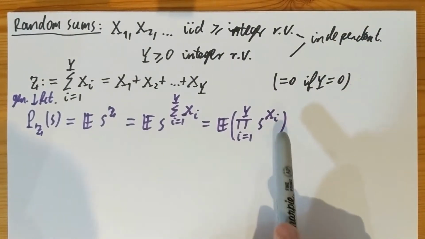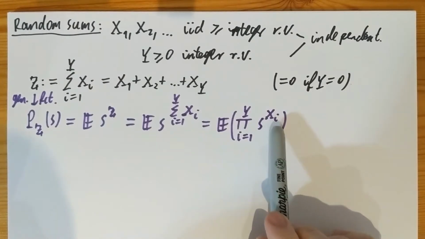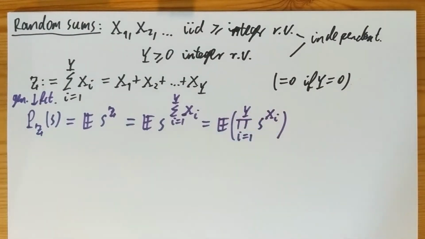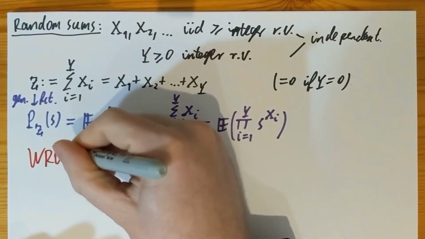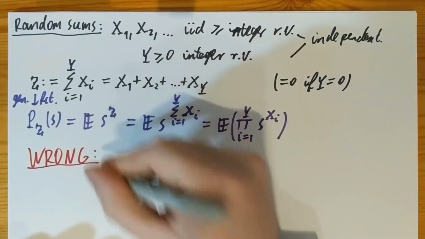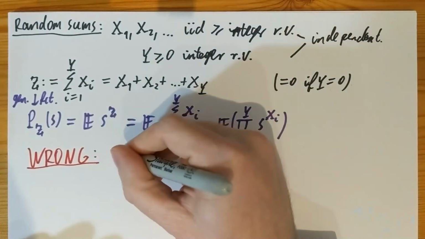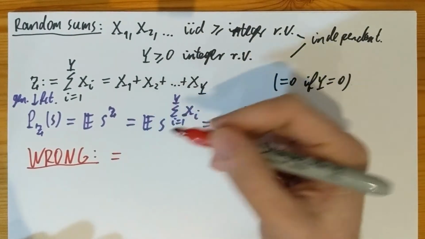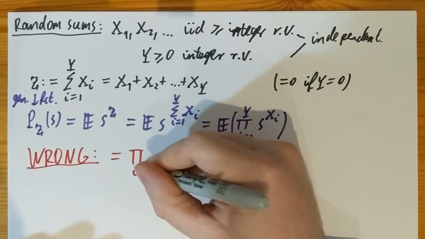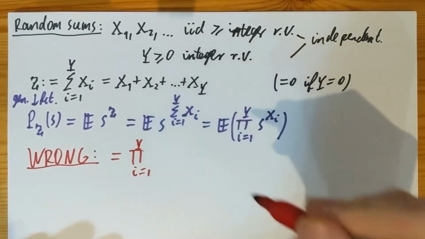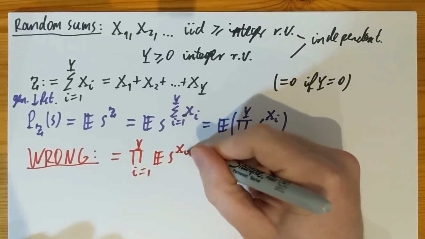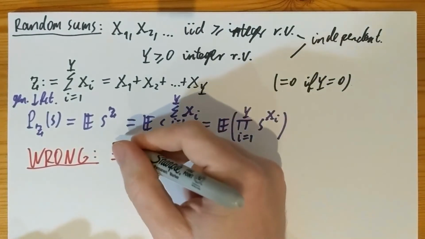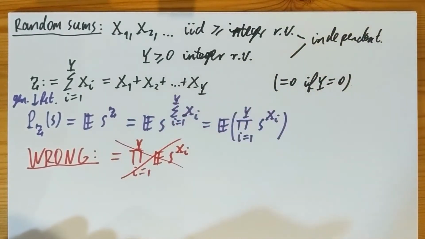At this point it would be tempting to say that the Xi's are independent, and so we should make some kind of a product of the expectations. It's very tempting to say, but it is wrong to say that this would be the product of the expectations. This is not the case. This is all wrong.